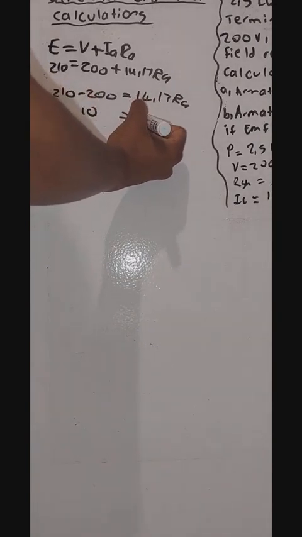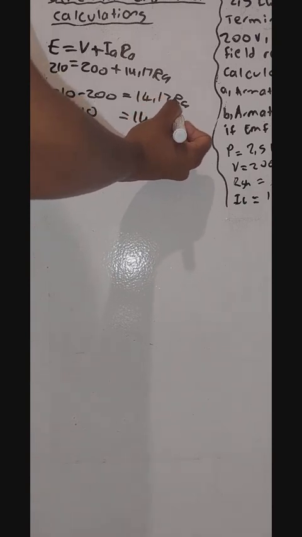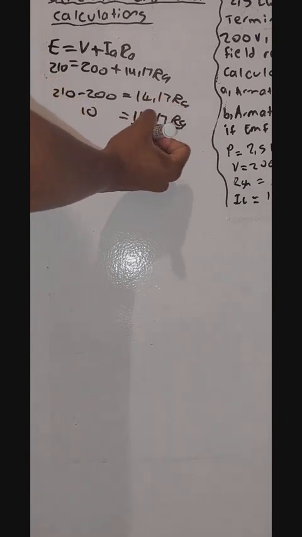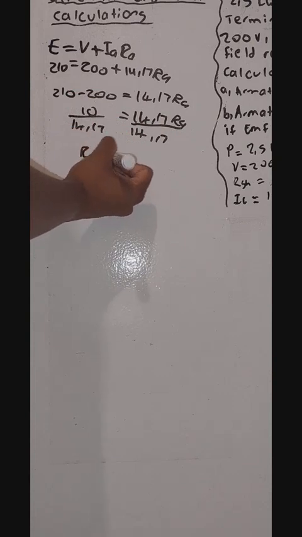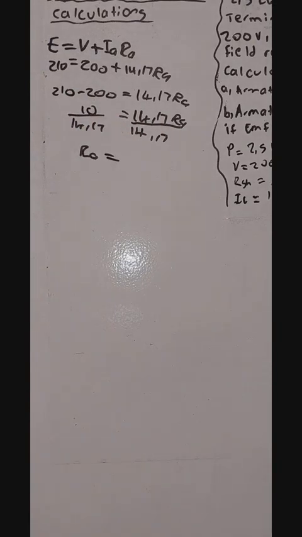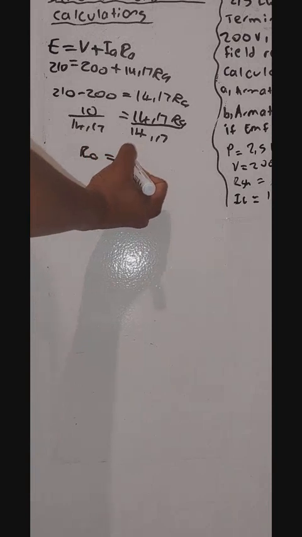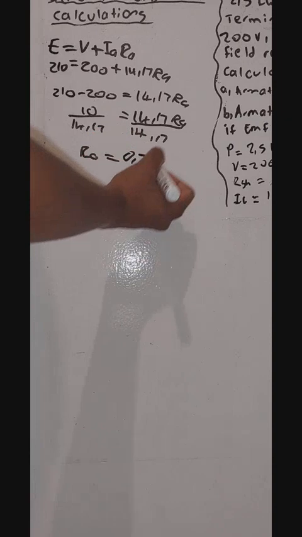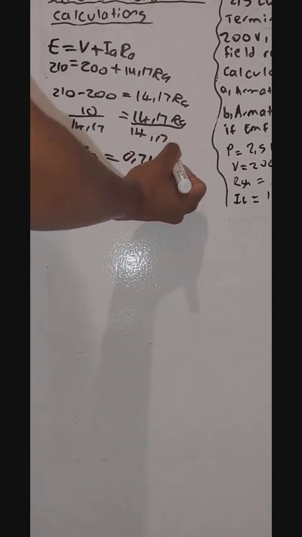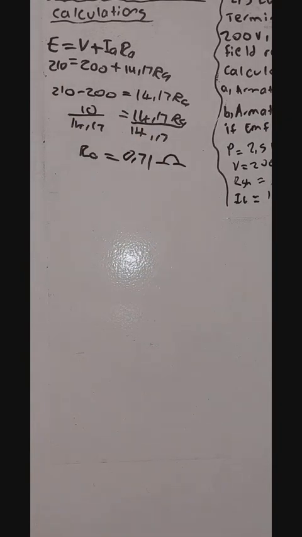So 14,17 RA, we're gonna have to divide by 14,17. So RA is equal to how much? 10 divided by 14,17. I get my RA to be 0,71 ohm. I get my RA to be this, and this is the final answer, guys.